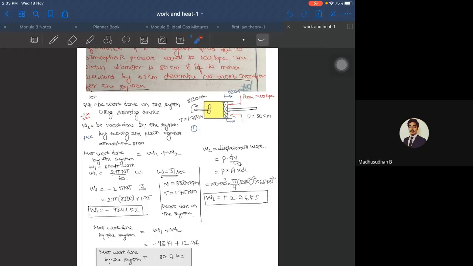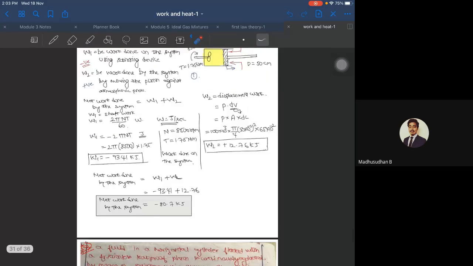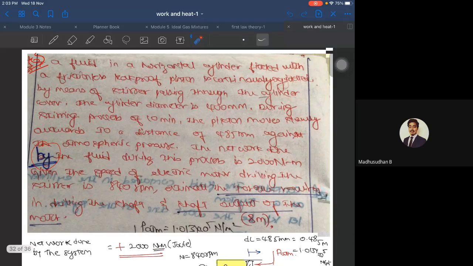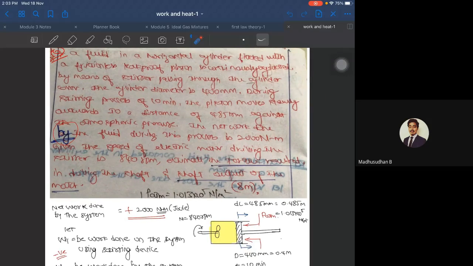Okay, just listen. Now, we shall move to the next problem. The fluid in the horizontal cylinder, it is the same as the previous thing. Some parameters would be given and some parameters you have to calculate. The same thing. The fluid in the horizontal cylinder is fitted up with a frictionless leak-proof piston, and is continuously agitated by means of a stirrer passing through a cylinder cover.